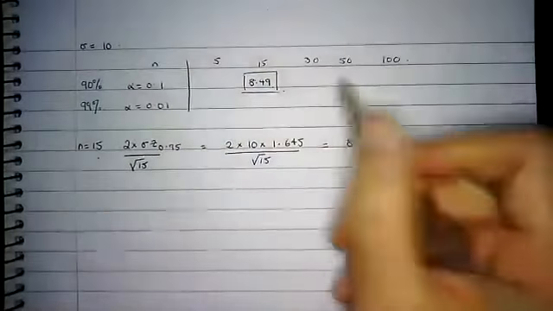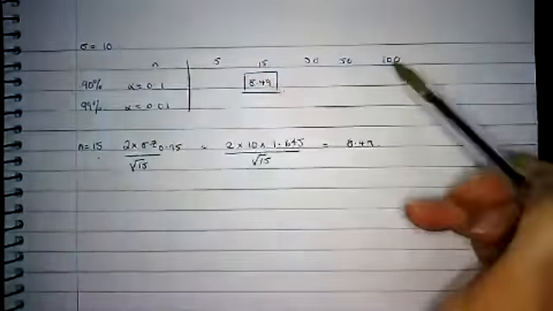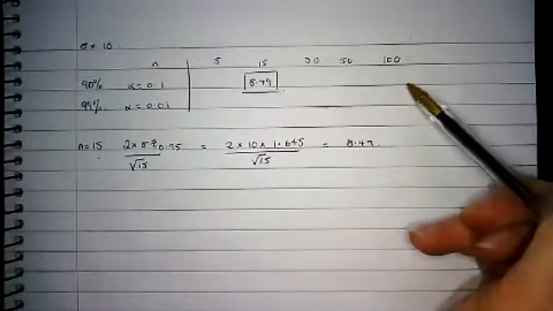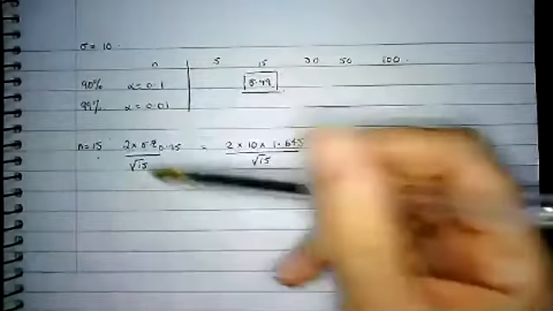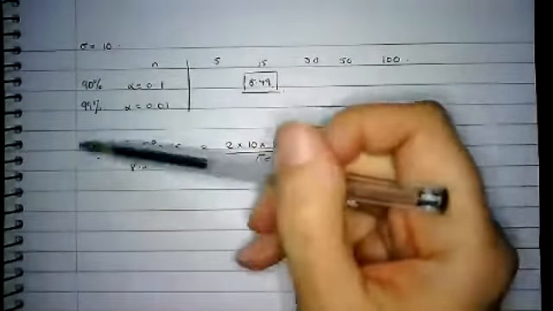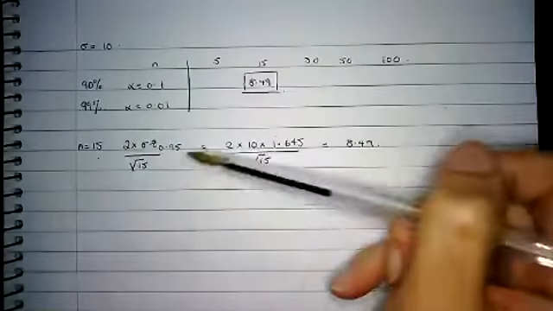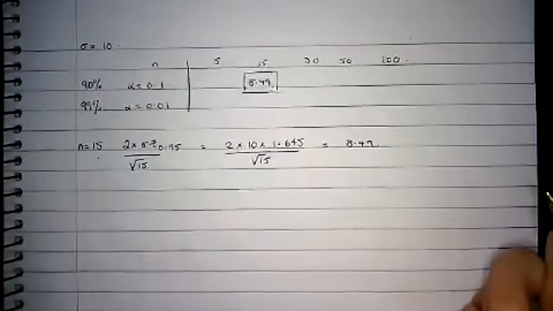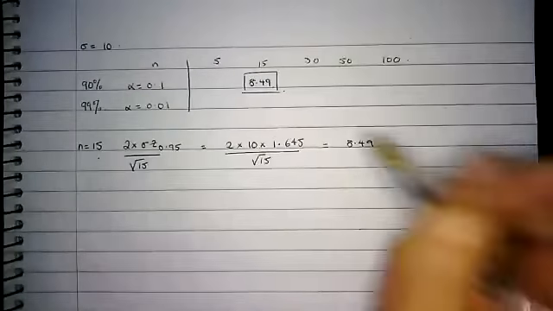Okay, now with that in mind, you should now be able to fill out the top row of that table really, really easily, because all you need to do is just change the value of n in the formula here for the width of the confidence interval.